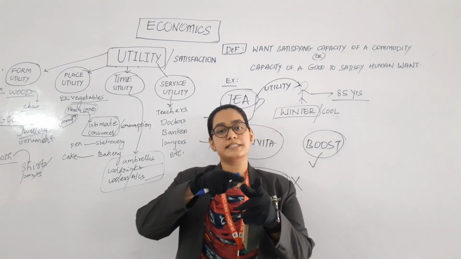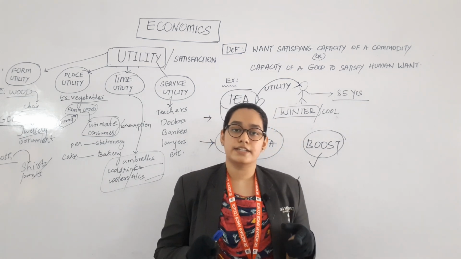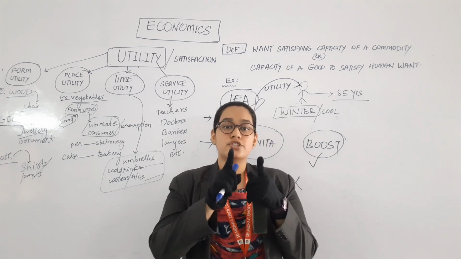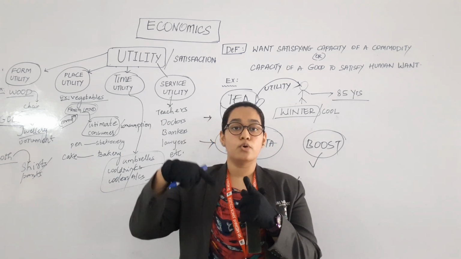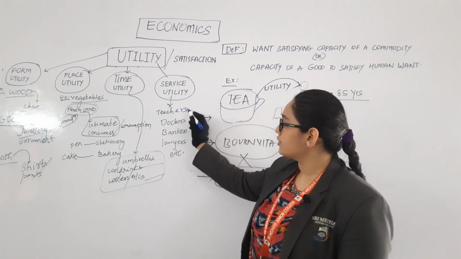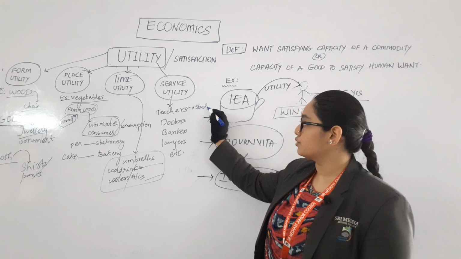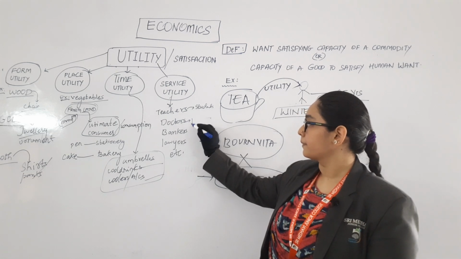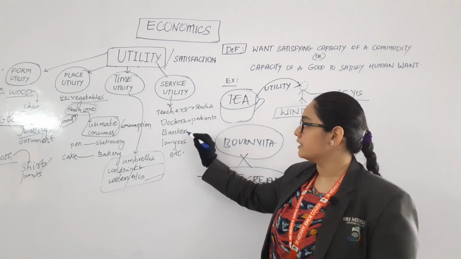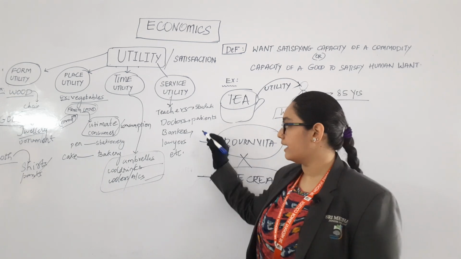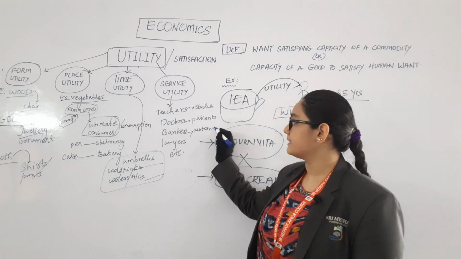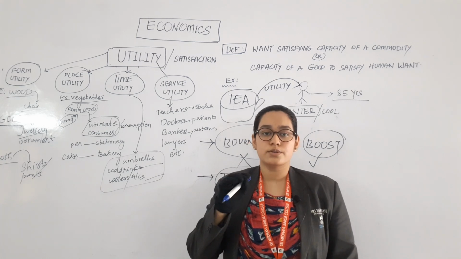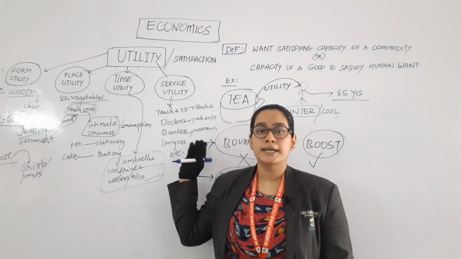Imagine that the teacher isn't explaining well. That means, are you going to get any satisfaction from that? No, you are not going to get any satisfaction. That means, if the teacher teaches well, you are getting more satisfaction, you are getting more utility. So, the services of teachers to their students, of doctors to their patients, of bankers to their customers, and of lawyers are also giving utility to people.